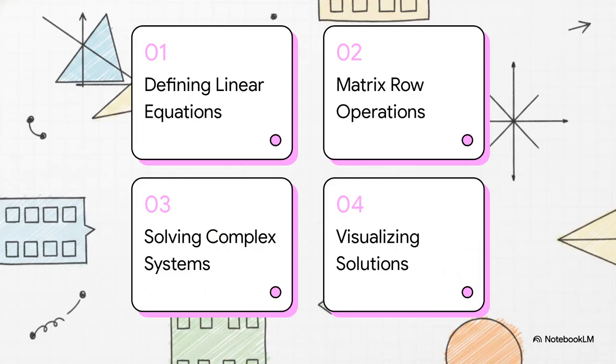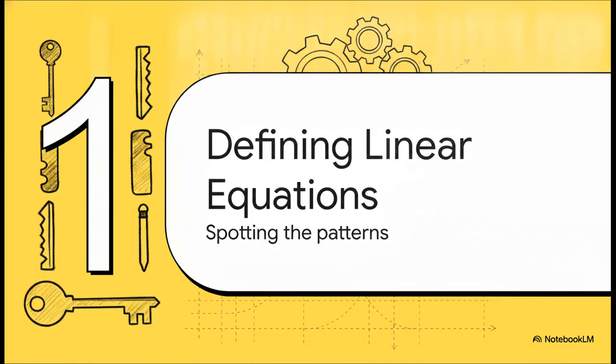So, here is our roadmap for today. First, defining linear equations. Second, matrix row operations. Third, solving complex systems. And finally, visualizing the solutions. All right, let's jump into Section 1, defining linear equations, spotting the patterns.